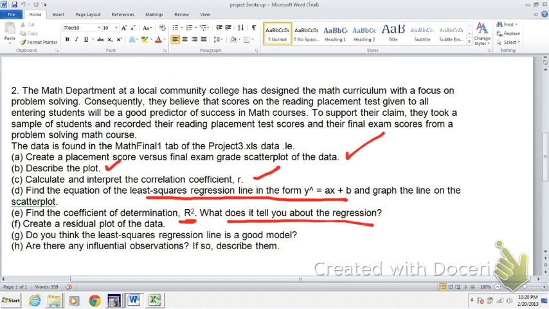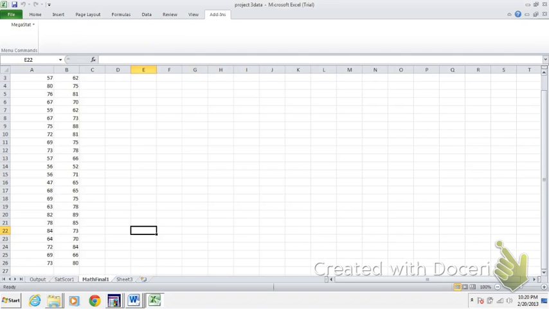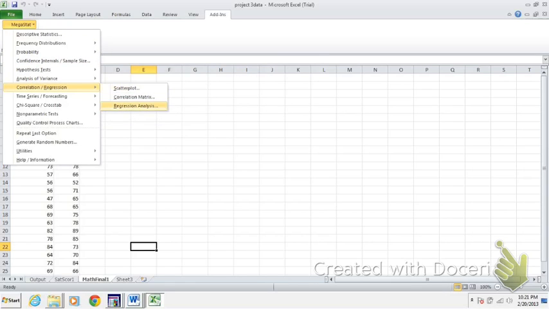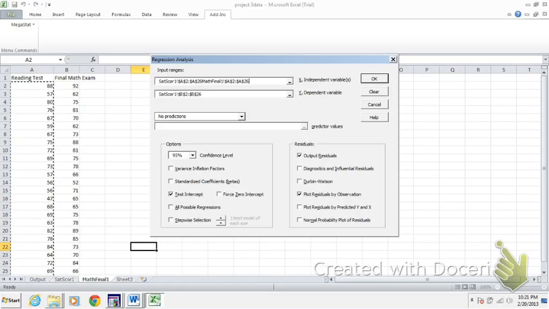And let's just run through one more time how to create a residual plot of the data. That's the part that gets people sometimes. But again, having this Megastat add-in, it's like the easy button. We'll go to Megastat, down to correlation and regression, over to regression analysis this time. Somehow it moved off of the chart. There we go. We have the reading test scores highlighted for our X data.